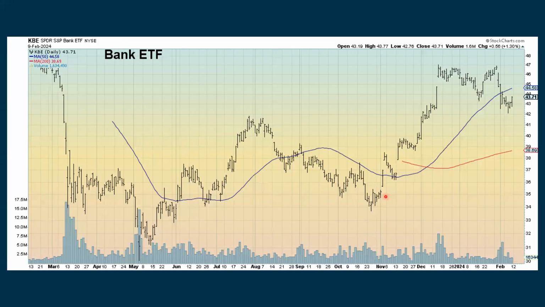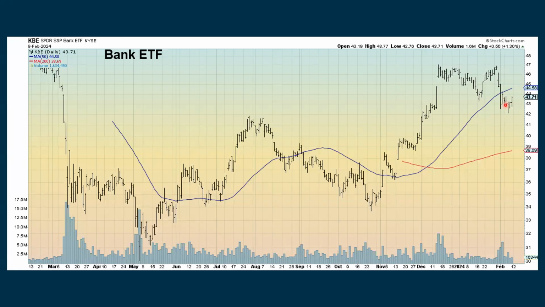Here's the bank ETF. We want to keep an eye on this. It's been almost a year ago now when we got the bad banking news and we saw the bank ETF just really go down. Then it chopped sideways. Then things started to look better. Well, now we've got this New York Community Bank coming out with bad news. That's put some pressure on the bank ETF.